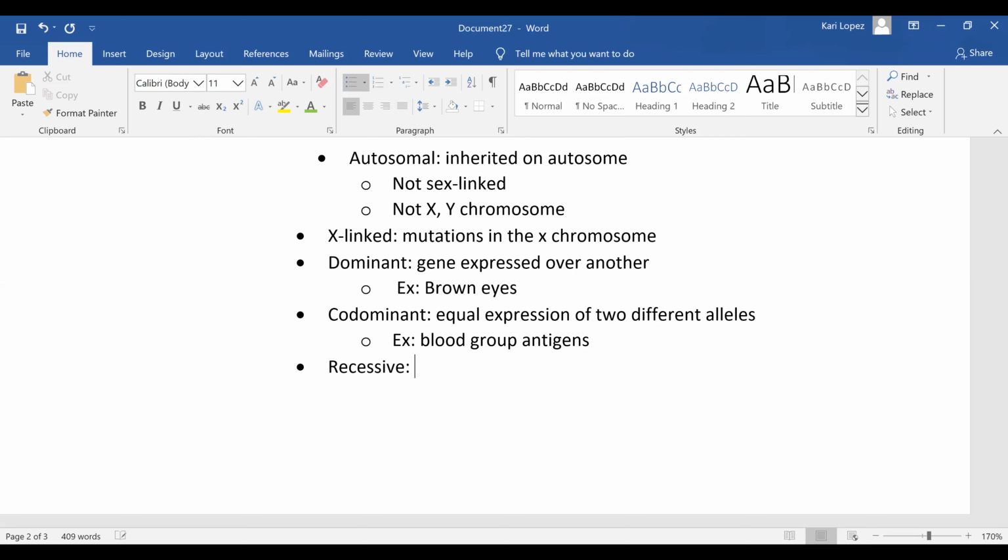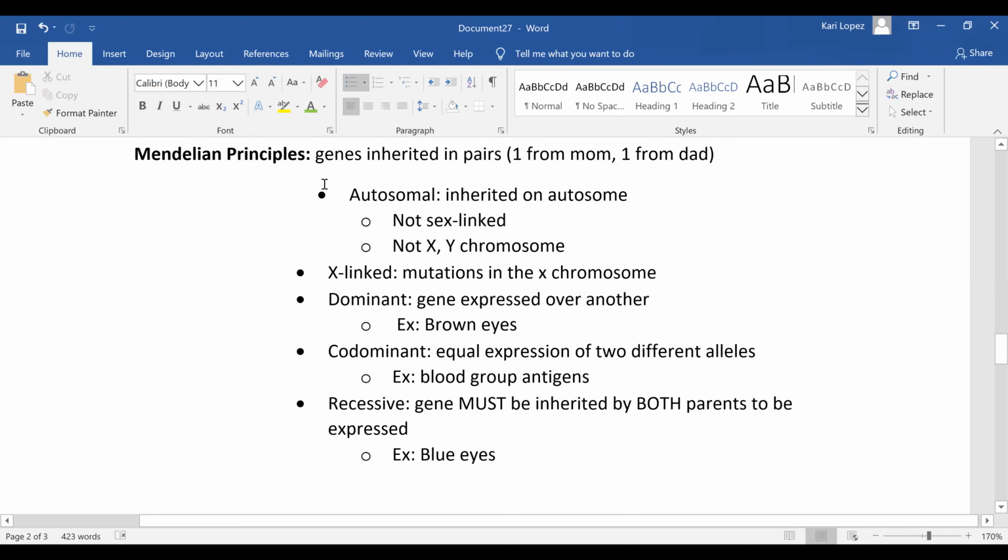And so what's recessive? Too much. Well, it does have something to do with how much. It has to be inherited from both parents to be expressed. So your example for that is blue eyes. So both parents have to have blue eyes in order for you to have it? Correct.